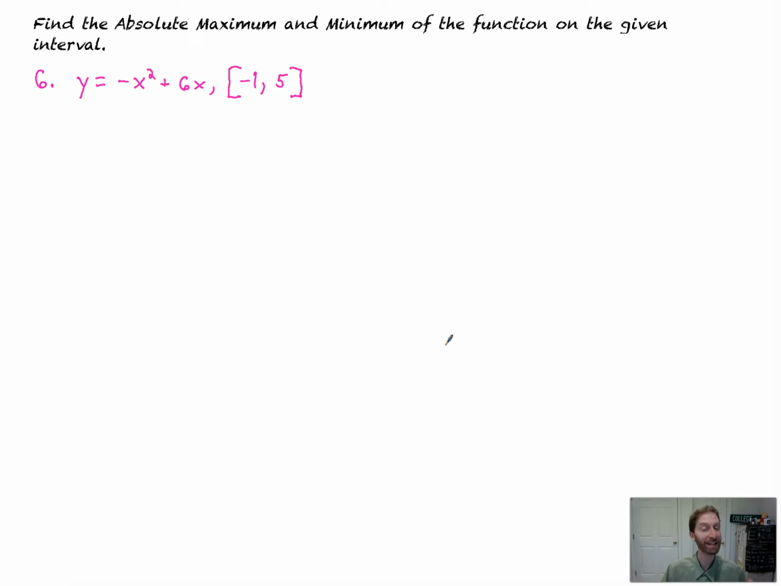Oh yeah, let's finish out these exercises in style. We are now going to find the absolute maximum and minimum of a function on a closed interval. Let's roll. Number 6, y equals minus x squared plus 6x on the interval -1 to 5.